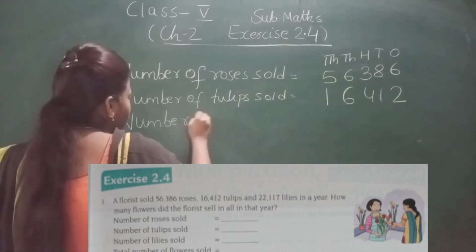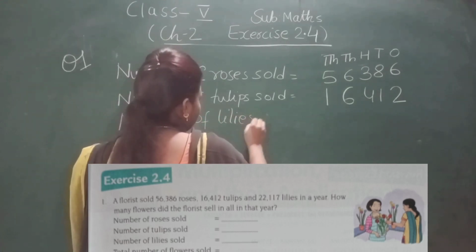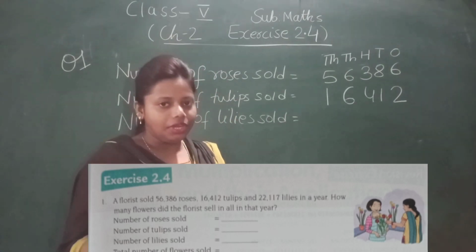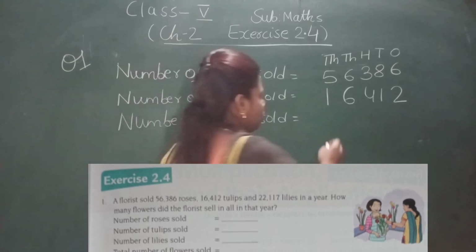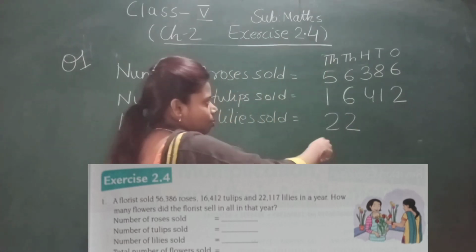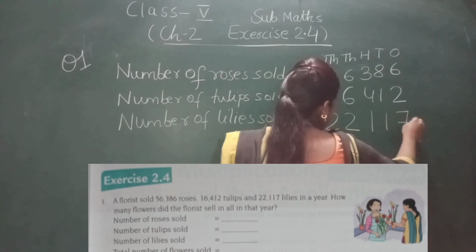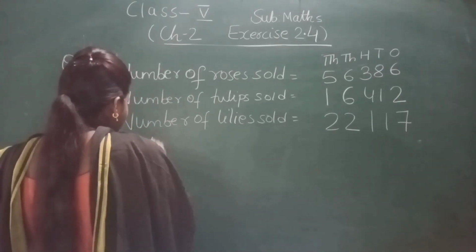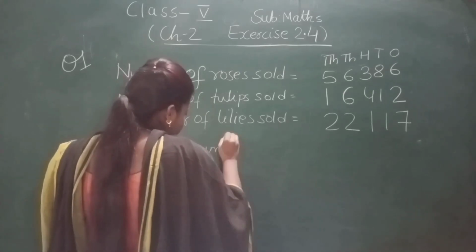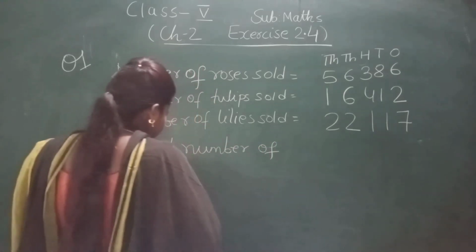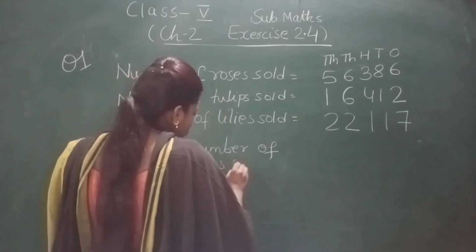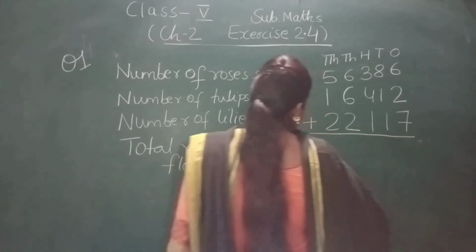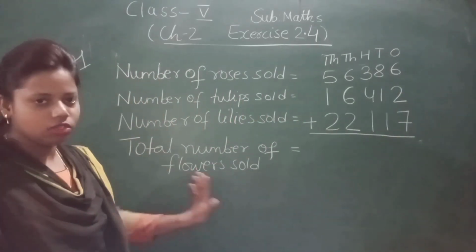Now the last one, which flower has he sold? Number of lilies sold is equal to, so how many lilies has he sold in the year? 22,117. 22,000, see, I have written in the thousands place, and 117. And what do we have to find? The total number of flowers sold. So what do we have to do? We have to add, and we will get the total number of flowers sold in a year.